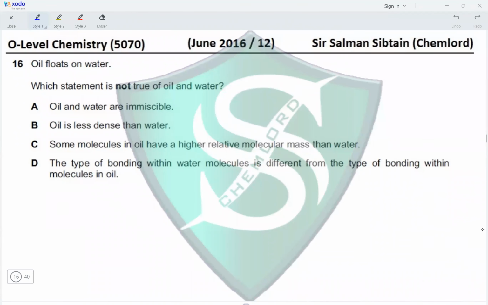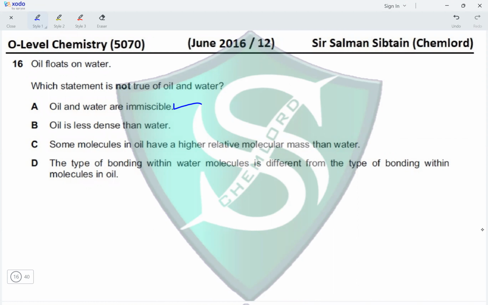Question 16. Oil floats on water. Which statement is not true of oil and water? Oil and water are immiscible. This statement is correct. They are immiscible. Oil is a non-polar liquid and water is a polar liquid, so they will not mix with each other.